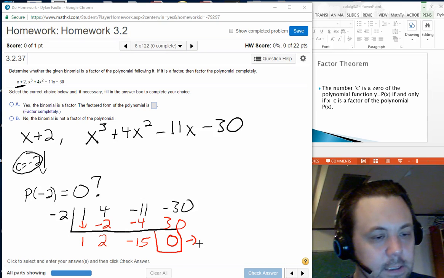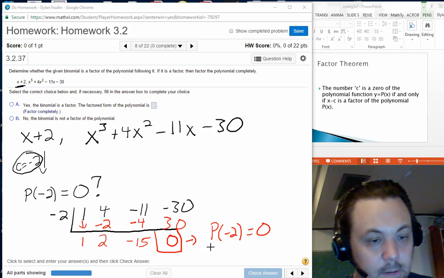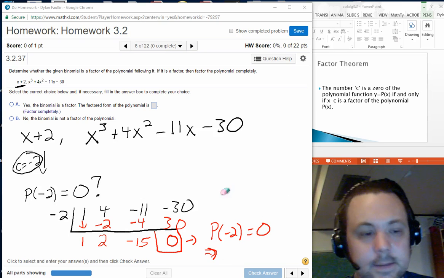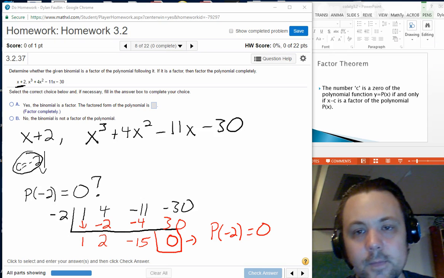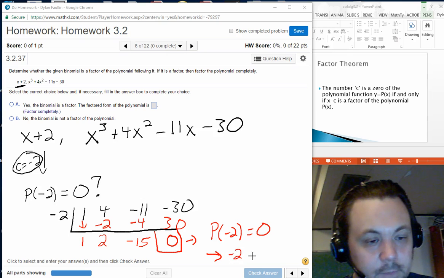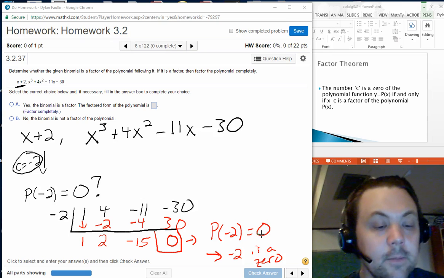The remainder is 0, which tells me that p of negative 2 equals that remainder, which equals 0. Sorry, that's supposed to be an arrow. Maybe I'll just do an arrow with one leg instead of two legs. That tells me that negative 2 is a 0 of the polynomial. That's the label we give it, because that's what it does to the polynomial: makes it equal 0.